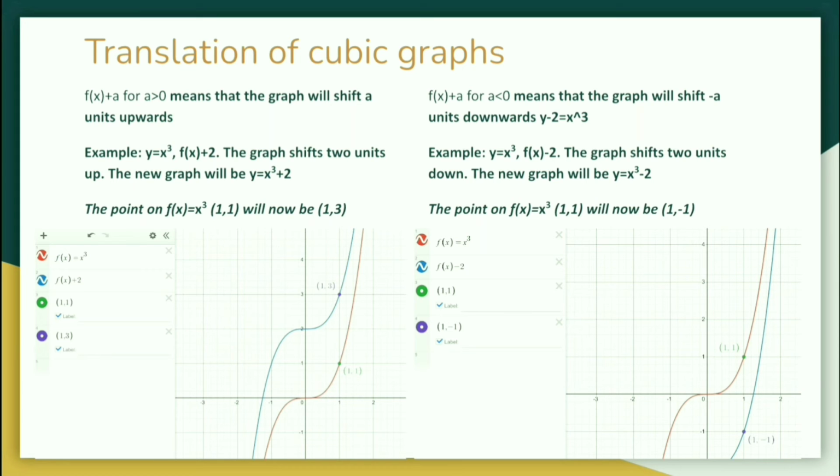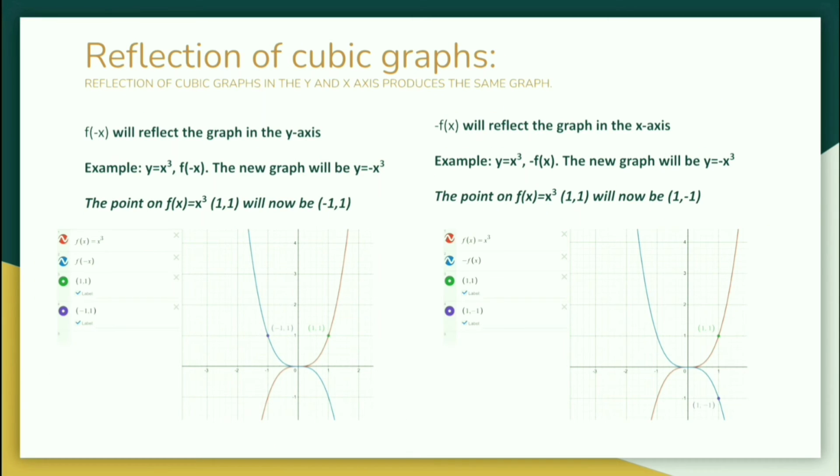For f(x) + a, for a less than 0, the graph will shift -a units downwards. For example, f(x) - 2 means that the graph will shift 2 units down, and the new graph will be y = x³ - 2. And the point (1, 1) will now be (1, -1).